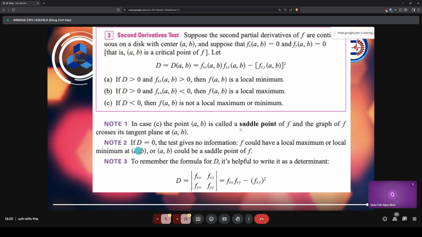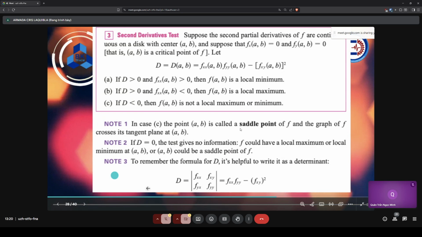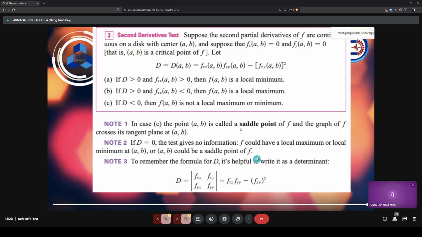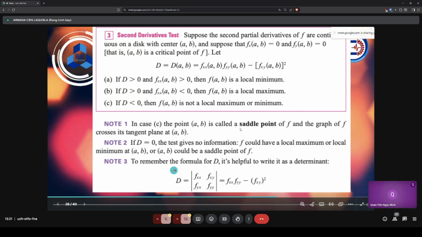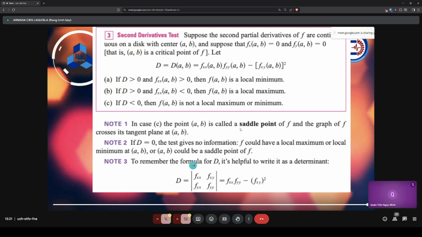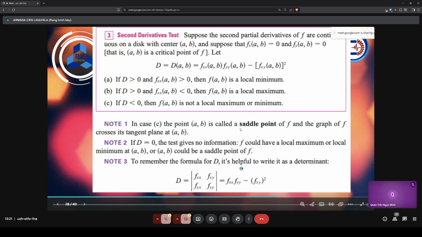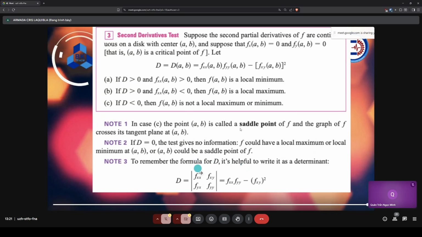Next, another note: if D becomes 0, the test gives no information. So f could have a local maximum, a local minimum, or could be a saddle point of f. This is the case when D is equal to 0. Is it a local maximum, local minimum, or saddle point? You have to test it again, but not with the second derivative test anymore. Maybe all you have to do is get the points near (a, b) and substitute them in f. If (a, b) gives the highest value, that is a local maximum.